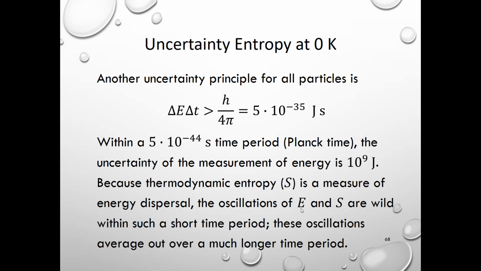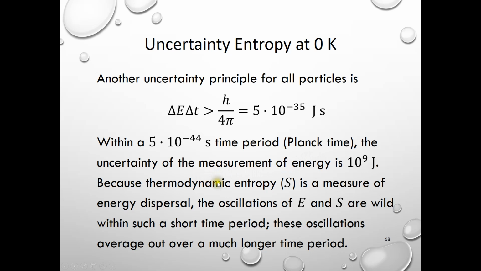Now we're going to talk about this uncertainty entropy in general. There's another uncertainty principle. Delta E times delta T is greater than h over 4 pi. So what does that mean? Well, within a very short time period, for example 5 times 10 to the power of negative 44 seconds, the uncertainty of the measurement of energy will be 10 to the power of 9 joules or a billion joules. Alright, so we can plug in this value here, and then we can compute delta E. It's going to be greater than 1 billion joules.